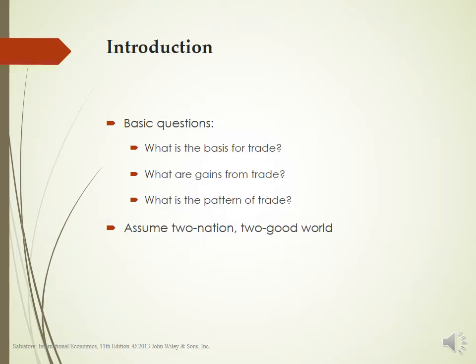Introduction. Basic questions. What is the basis for trade? What are the gains from trade? And what is the pattern of trade? यहाँ पर लॉ ऑफ कंपैरेटिव एडवांटेज और एब्सोल्यूट एडवांटेज को एक्सप्लेन करने के लिए कुछ assumptions रखी गई हैं. Number 1, 2 nations. Number 2, 2 goods in the world.